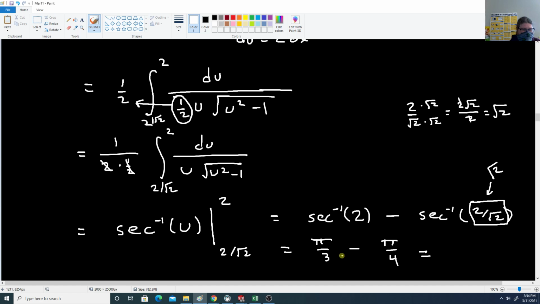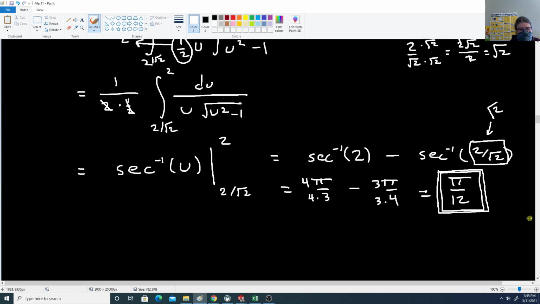Then when we do this, let's see, we need an LCD, so this needs 4s, this needs 3s. So we get 4/12 minus 3/12 is a single 12, or pi over 12, sorry. And so we get our answer to that one. We had to algebraically shift some stuff around initially to allow us to use our u substitution.